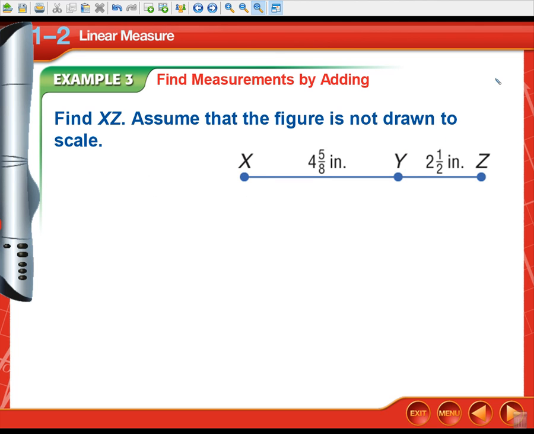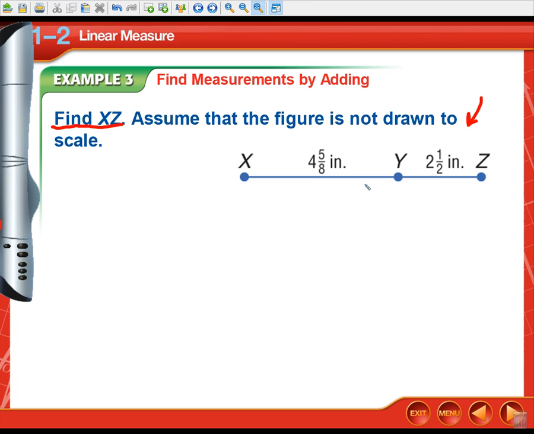So first up here, go ahead and write down find XZ. And then I want you to draw this picture in here as well. Make sure you draw that picture. If you need to pause it, go ahead. I'm going to get started.